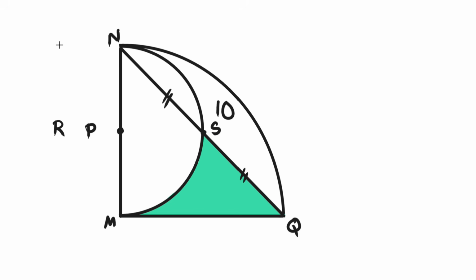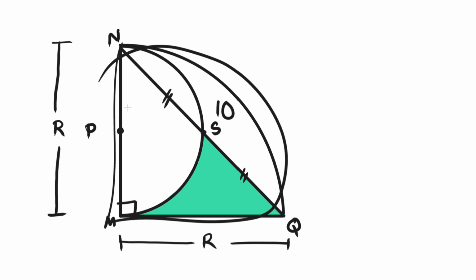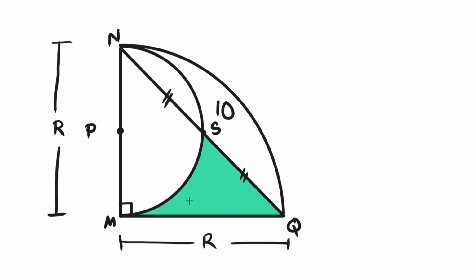I'm going to call each of these lengths capital R. So we have MN equals R and MQ equals R. Now look at triangle MNQ. The angle NMQ is a right angle because we are dealing with a quarter circle, so this is a right triangle. And notice something important. The two legs are equal because both of them are radii of the quarter circle. That means triangle MNQ is a right isosceles triangle.